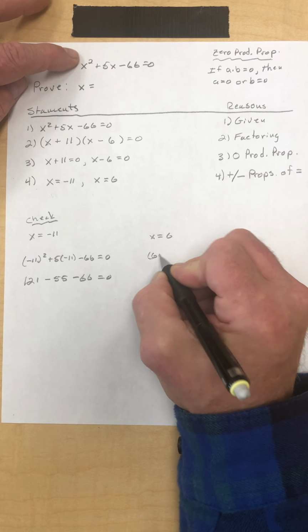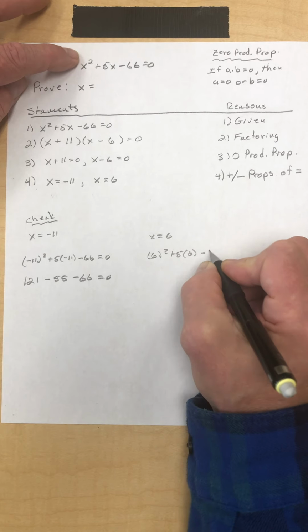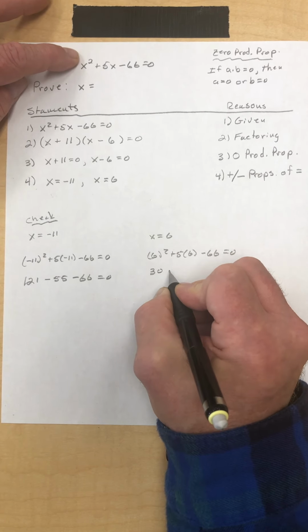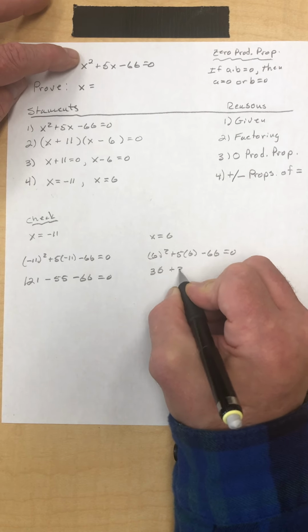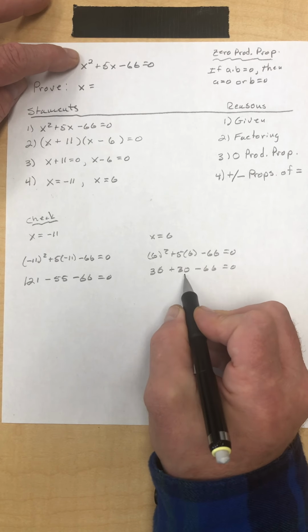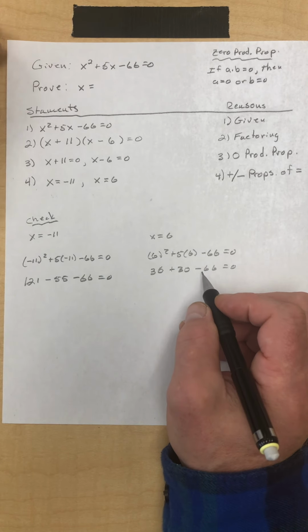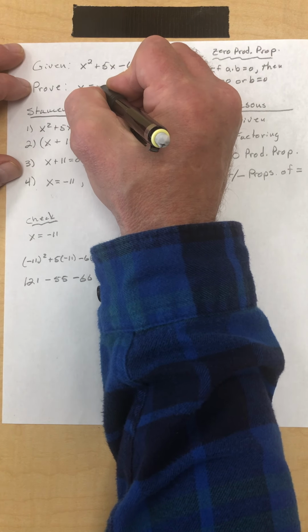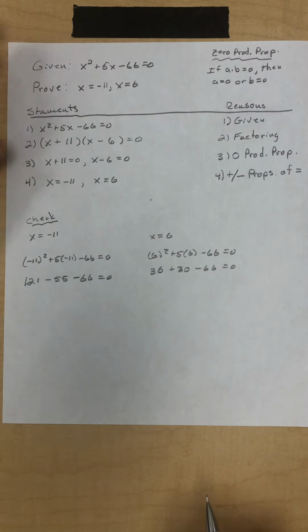So you go 6 squared plus 5 times 6 minus 66. Does that equal 0? That would be 36. I'm sorry, I said 30. 36 plus 30 minus 66 equals 0. 36 plus 30 is 66, and 66 minus 66 is 0, so that's good too. So our proof statement would be x equals negative 11 and x equals 6, which we have.